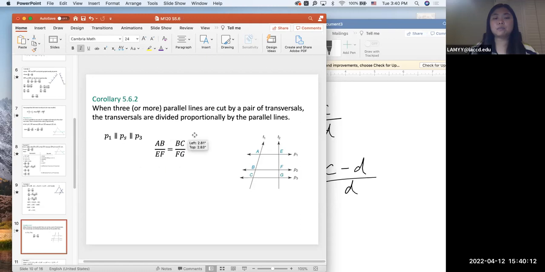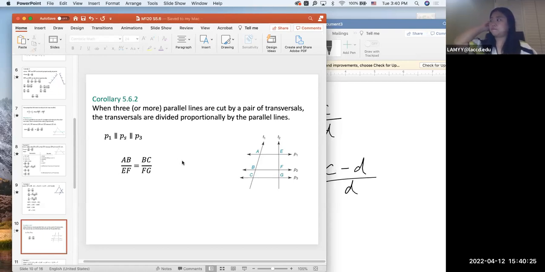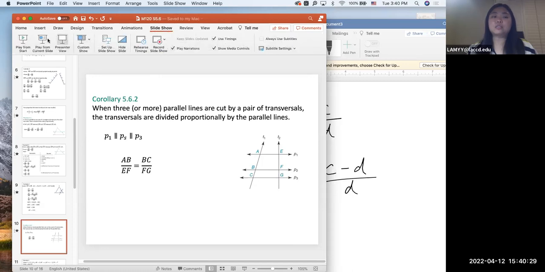Okay, these three lines must be parallel. And then you could find the transversal or divided proportion. Okay, write it down. And if you're done, try to do the next example.